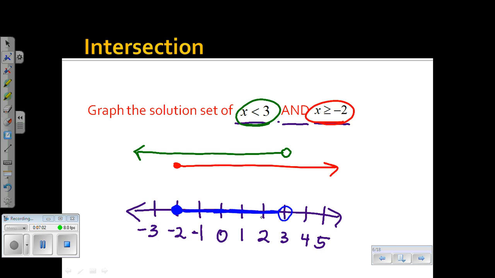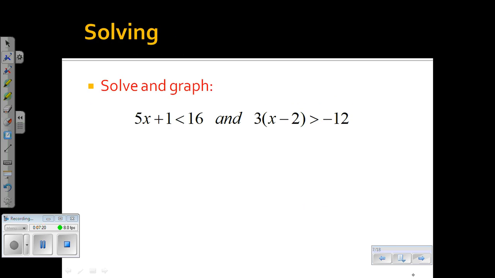So a lot of times an intersection, especially the ones we're going to focus on this year, will be between numbers that are between two numbers, like the case here. X can be anything between -2 and 3, but not including 3. I'm going to leave this part for us to do in class. If you'd like to go ahead and solve each of these, you certainly may, or we'll try that in class.